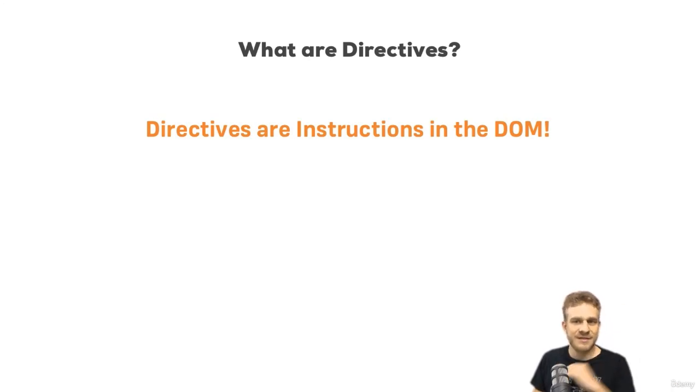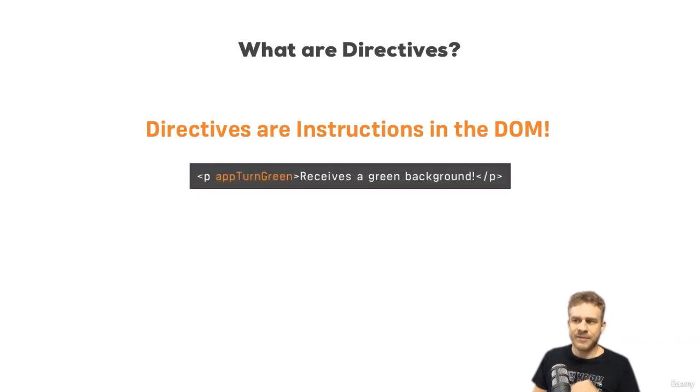There are also directives without a template. So an example would be the app turn green directive, which would be a custom directive we could build. We typically add directives with an attribute selector, but technically the selector of a directive can be configured just like the selector of a component. So you could also use CSS classes or the element style, but again, typically you use the attribute style. And on this paragraph, this directive might simply color the text green, you could say.